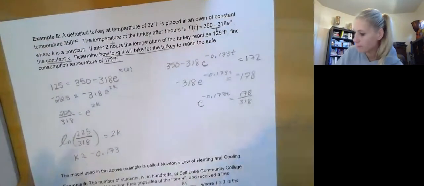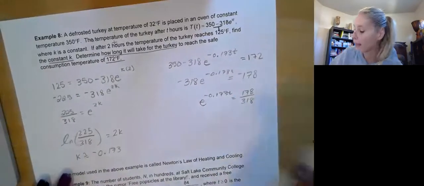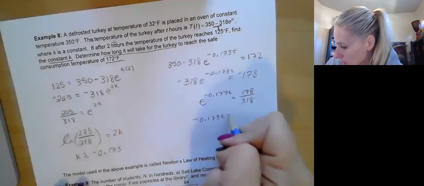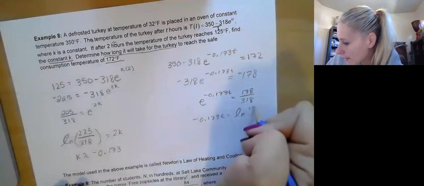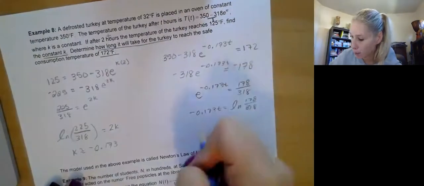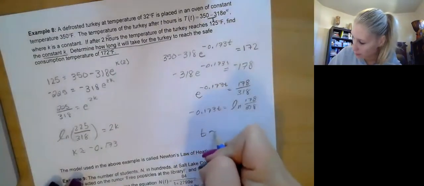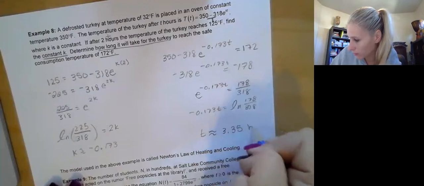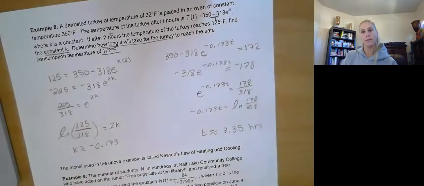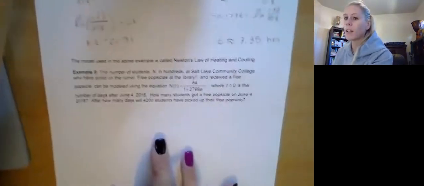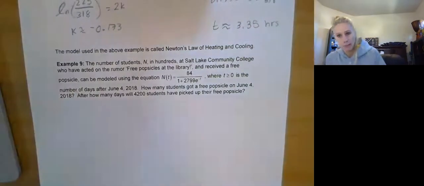so I'm not estimating or rounding in the middle of a problem. All right, ln both sides, we get negative 0.173 t equals ln of 178 over 318. Divide both sides, and we get t is approximately 3.35 hours. Nice, huh? Awesome. Turkeys usually take longer than that, but you'll understand when you have Thanksgiving and start cooking. All right, and it depends on how many pounds it is too.